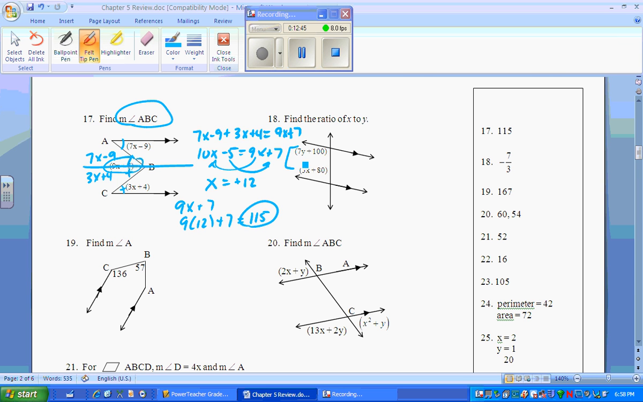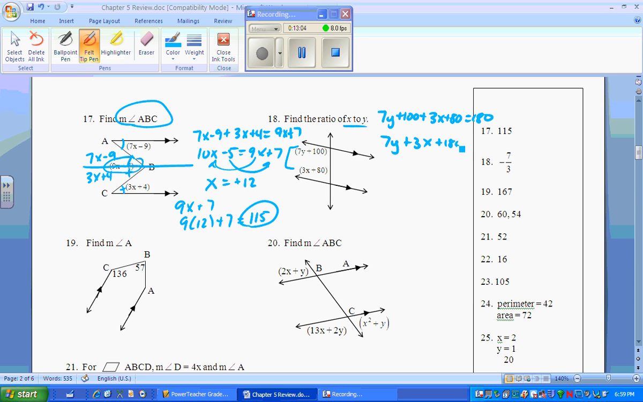Find the ratio of x to y. These two angles right here, it's got to be in a ratio of x to y. We can't find x, we can't find y, but we can find the ratio. These two angles are same side interior, so you can set 7y plus 100 plus 3x plus 80 equal to 180. Simplify.